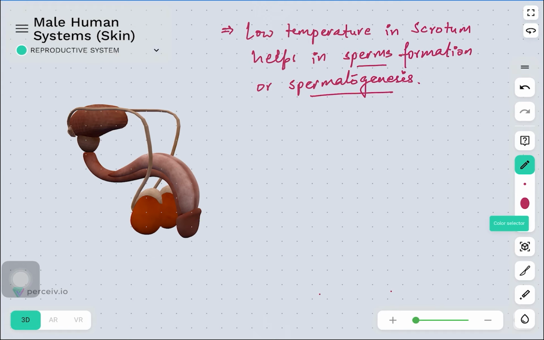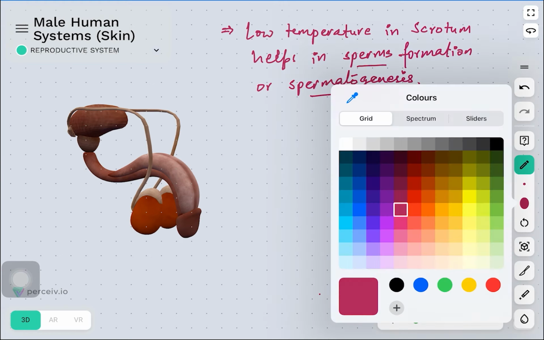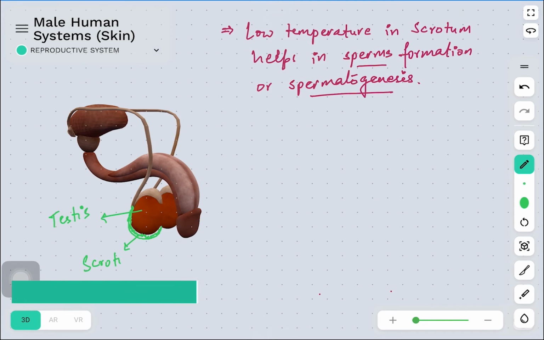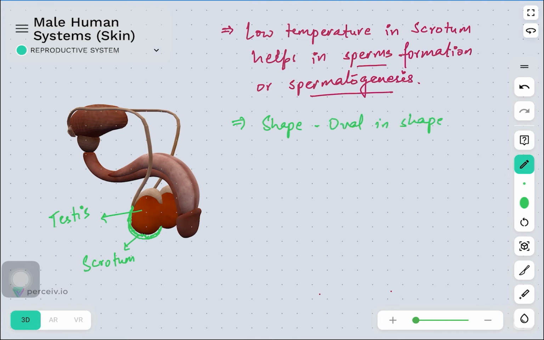All right. And since we are studying the external structure of the male reproductive system, so the scrotum part. So the scrotum is usually becoming like this portion over here. So if this represents the testis, so this will represent the scrotum. Like this. All right. Now, shape of testis, as we are already seeing in the model, is oval in shape. So shape is oval.